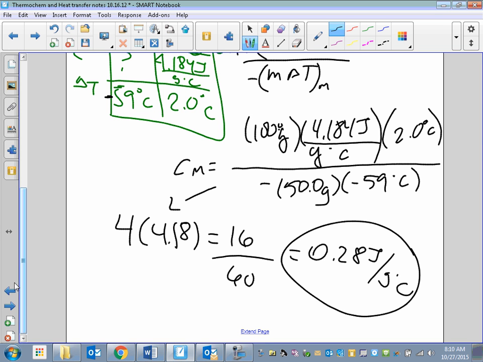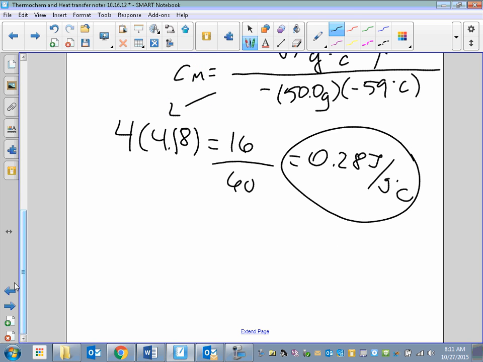Okay, so this should be generally your C of metals. Metals have a really, really low specific heat capacity. So what does that mean about their rate of heating? Right, so this is a low C, so they change temperature quickly.